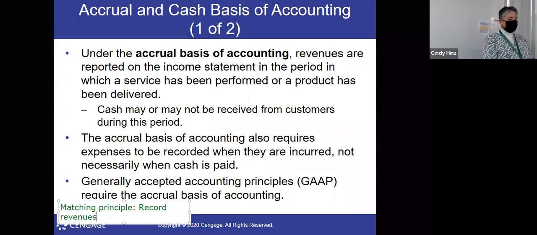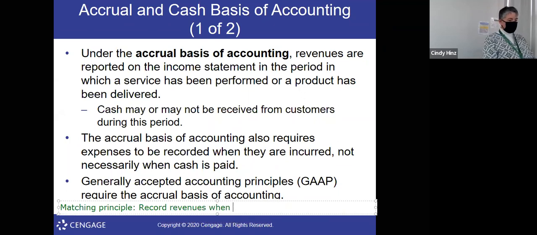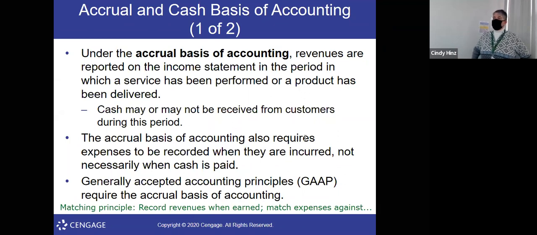Record revenues when earned, and then match expenses against those revenues. So you'll hear me say this over and over. We do this because the matching principle says that's how to do it. Because our whole purpose is to give decision makers good information so that they really know what's happening inside our company. And the way we do that is by using the matching principle. Record revenues when we've earned them, then match against them the expenses that go with those revenues, regardless of when or whether cash has changed hands.